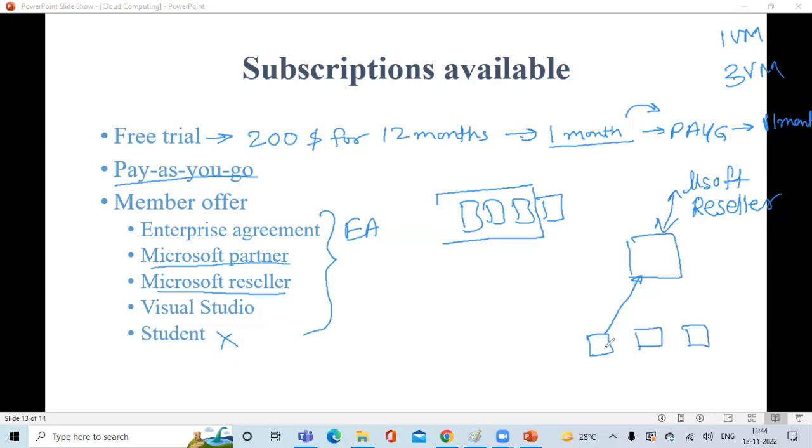Microsoft reseller gives you some of the resources from their end, right? And they will take a benefit from both ends. The Microsoft reseller takes a benefit from this organization, as well as from Microsoft. And this is the middleman, Microsoft reseller, right? Like that, we are having that subscription.